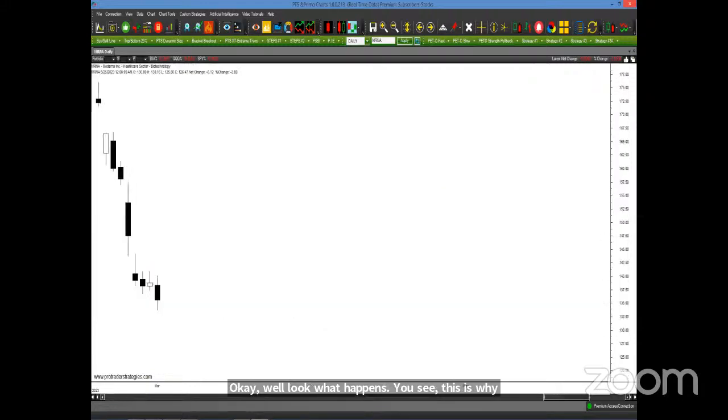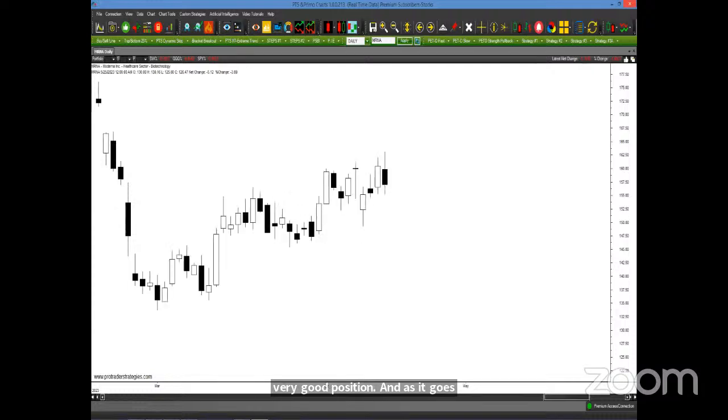And the same thing works if we look at a breakdown. Okay, let's say you're long mRNA, Moderna, okay? It's going down. You say to yourself, wow, this is not a very good position. And as it goes up, you feel much better about holding on to the position. But then you think, well, where am I going to get out? Where should I exit this? Or if you're more advanced, where do I even go short?